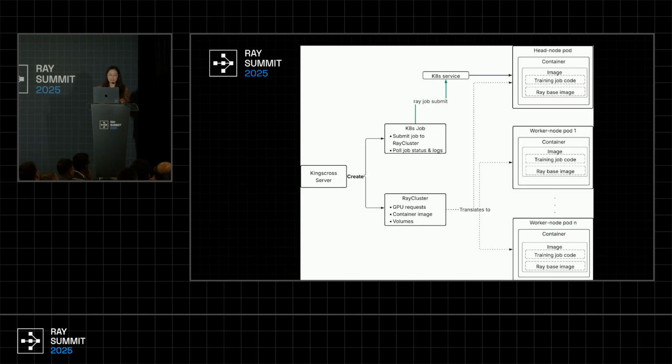So all in all, what this looks like is when a user makes a request to create a distributed training job, the King's Cross server receives that request, and it creates an archetype wrapped Kubernetes native job and a Ray cluster. This archetype wrapped Kubernetes native job looks for the Kubernetes native service that's backed by the Ray cluster's head node pod. And then it submits a job creation request to that Kubernetes native service. Meanwhile, the Ray cluster gets translated into head node pod, worker node pods, et cetera, by the KubeRay operator. We don't really need to worry about that.